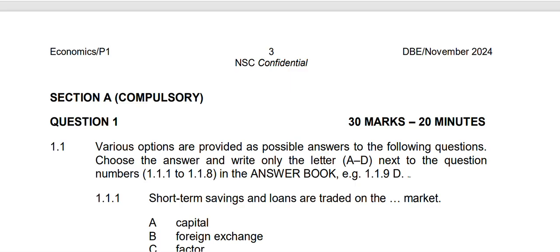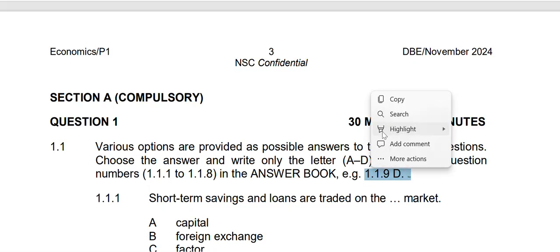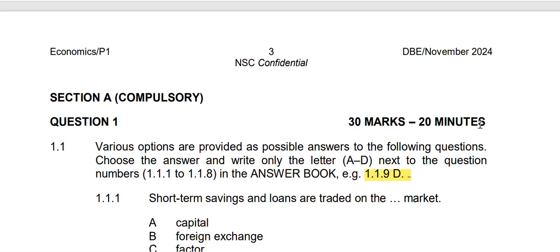Now let's look at 1.1. Various options are provided as possible answers to the following questions. Choose the answer and write only the letter A to D next to the question number 1.1.1 to 1.1.8 in the answer book. And then they made an example to say, if it is 1.1.9, you only need to say 1.1.9 and the answer will be D.